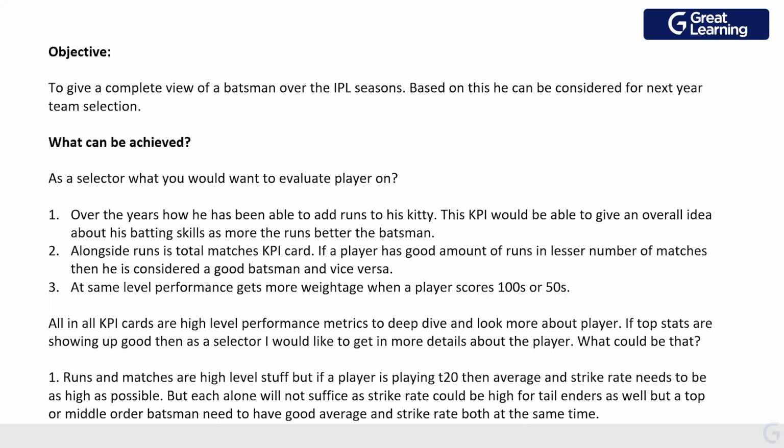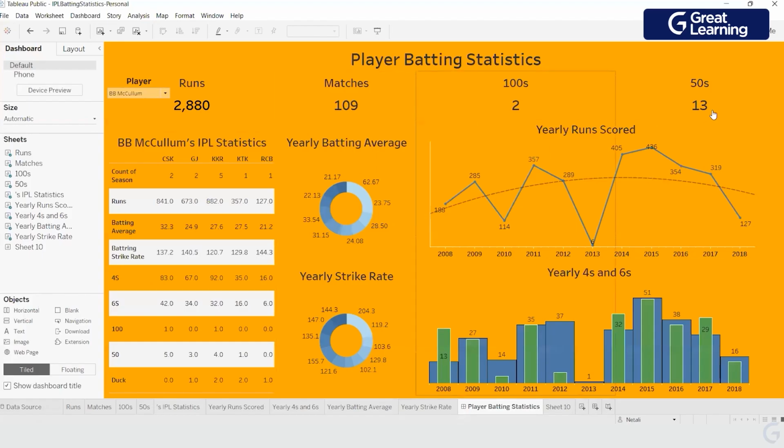Over the years, how he has been able to add runs to his kitty, I want to see that. This KPI would be able to give an overall idea about his batting skills. As the more the runs, the better the batsman, right? Alongside runs is the total matches KPI card. If the player has a good amount of runs in a lesser number of matches, it means the batsman is much better. At the same level, performance gets more weightage when the player scores more hundreds and fifties. That's what I'm showing you, these top 4 KPI cards over here. So first we need to create this KPI card. I'll show you how we will create that.